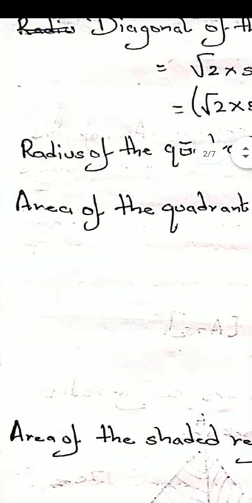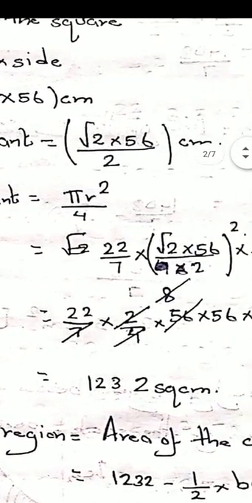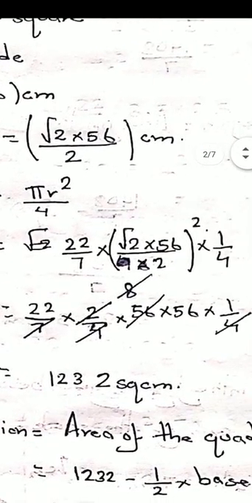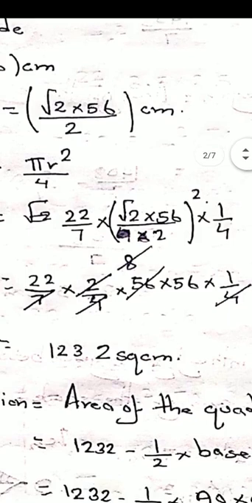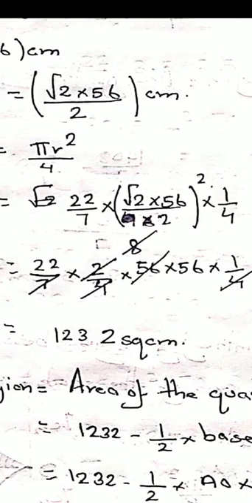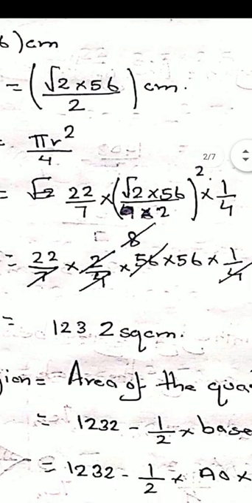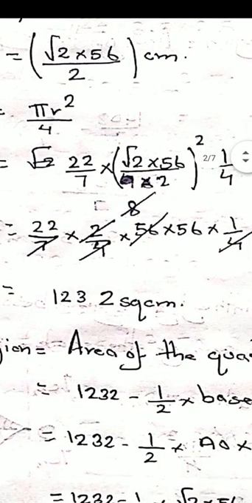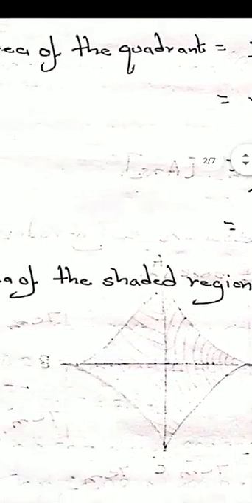So area of the quadrant will be pi r square by 4. That is 22 by 7 into root 2 into 56 by 2 whole square, because that is the radius, into 1 by 4. So 22 by 7 into 2 by 4 into 56. Root 2 square will be 2, 2 square will be 4, and 56 square will be 56 into 56 into 1 by 4. After doing all the calculations, I'll get 1232 square centimeter.